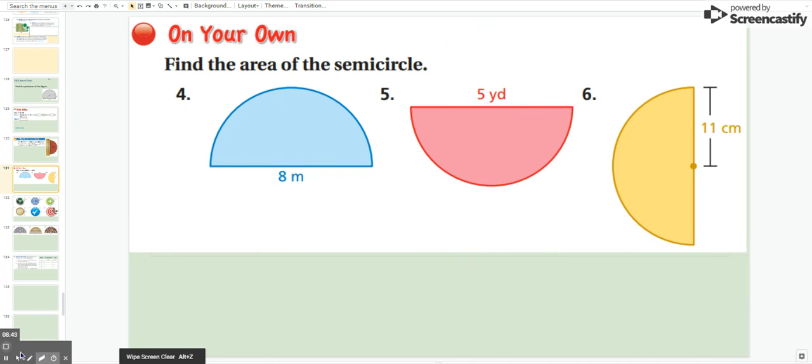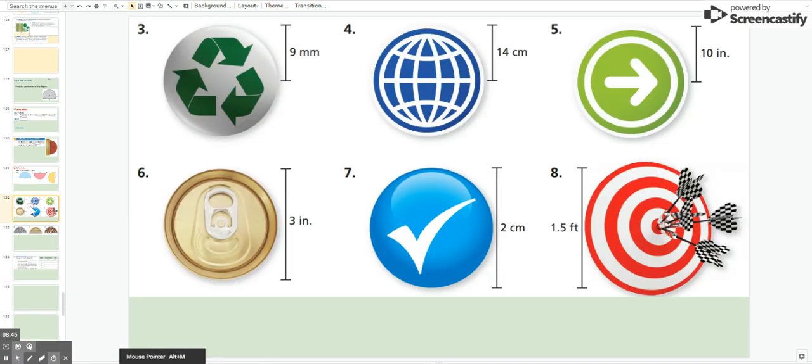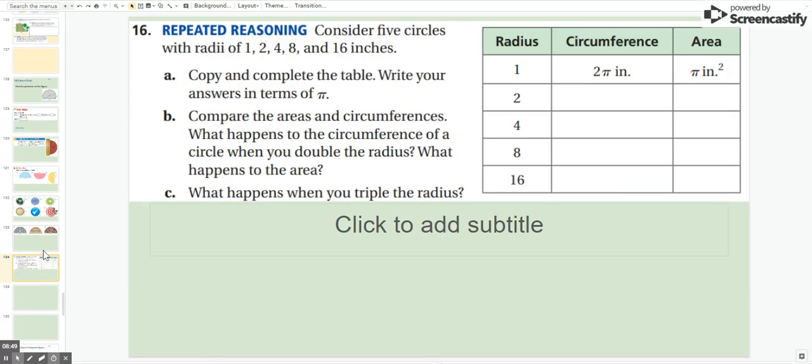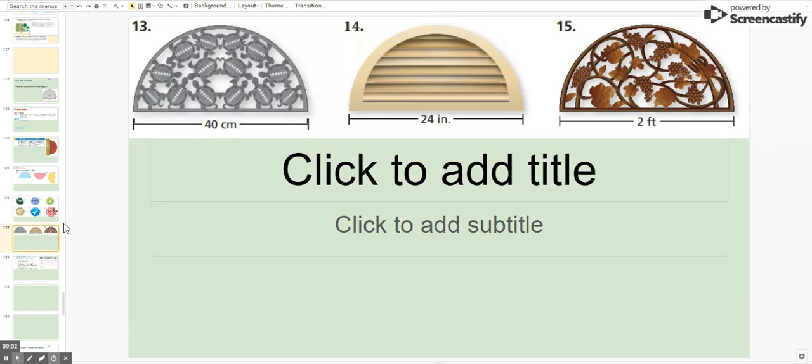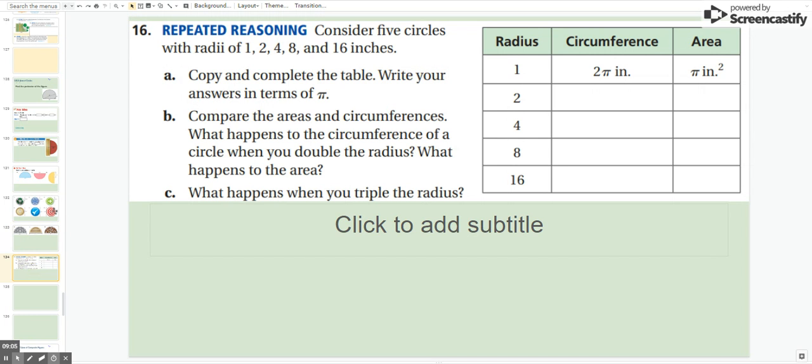All right, let's move on. These 3 slides will be the classwork. If you don't finish, it's going to be your homework. So I need you to try by yourself right now. Try to find the area of the circle and try to find the area of the semicircle and try to answer question 16.